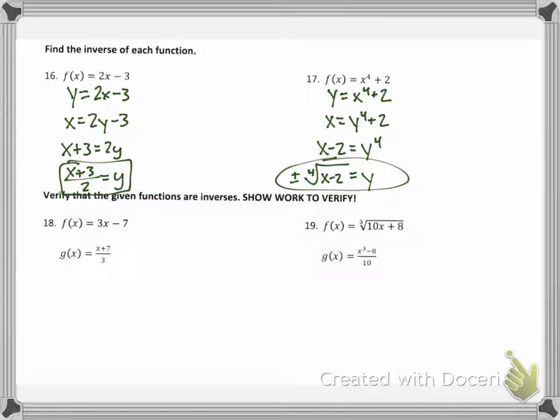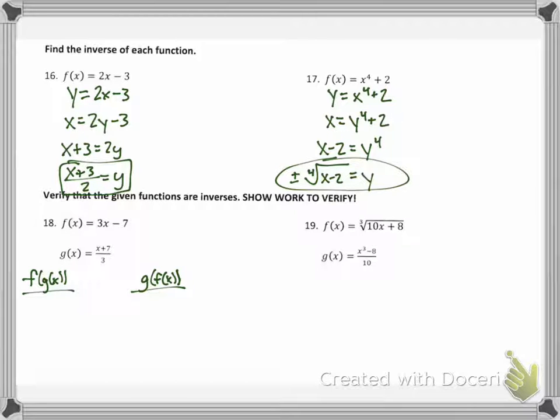In order to verify that they're inverses, you have to do compositions of each other. So in both 18 and 19, we're going to do two compositions. We're going to do f of g of x, and then we'll do g of f of x for each one. If they are indeed inverses, and you do the math correctly, you should get x every time you do this. If you get something other than x, that means your math is off.